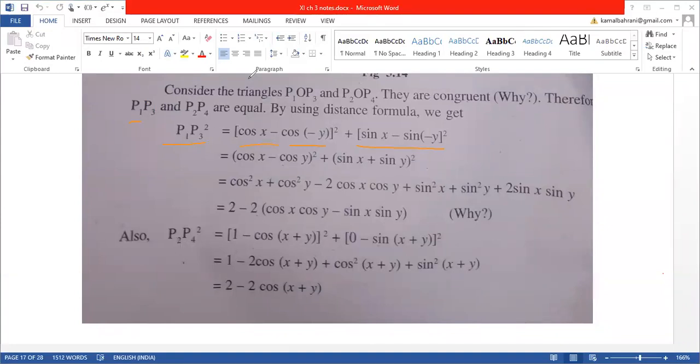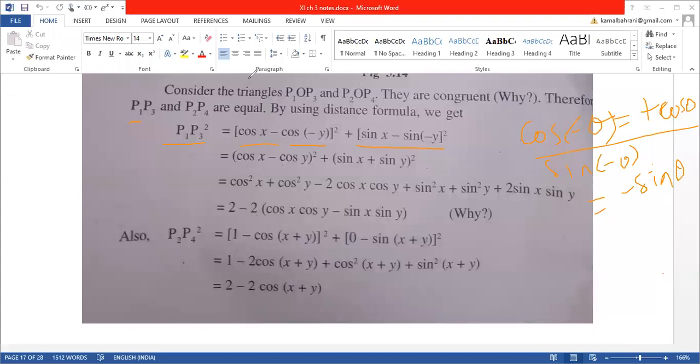Now you just see what I told you. Cos of minus theta is equal to plus cos theta. This we have done. Cos of minus theta is equal to what? Plus cos theta. Whereas sine of minus theta is what? Sine of minus theta is equal to minus sine theta. Yeah, this we have done earlier.